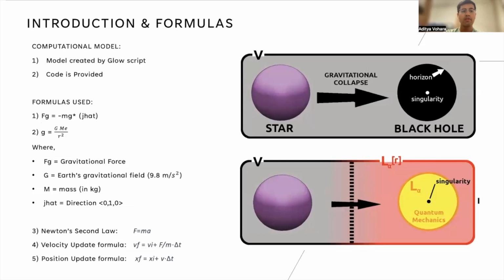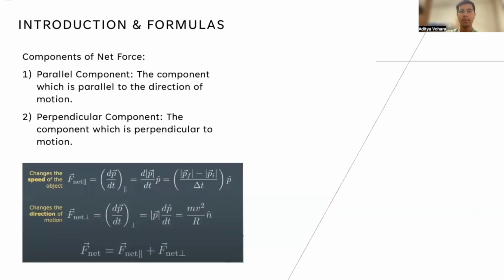The formula used is the force of gravity is equal to minus mg j hat, where the j hat represents the direction, which is 0, 1, 0. Second, g, which is equal to G M over r squared, where g is the Earth's gravitational field, which is 9.8. Third, Newton's second law, which states that F is equal to ma. Fourth, the velocity update formula. And fifth, the position update formula.